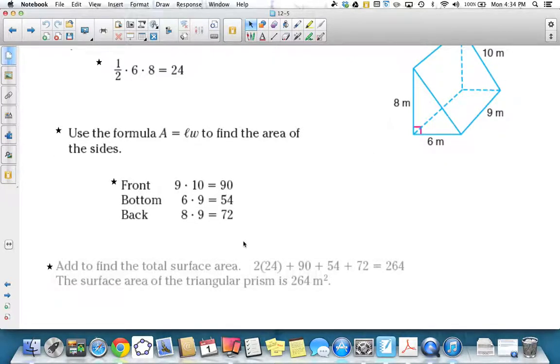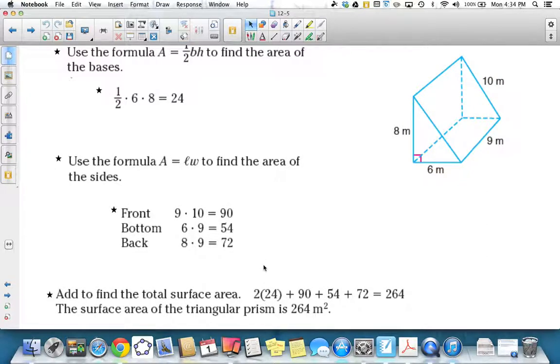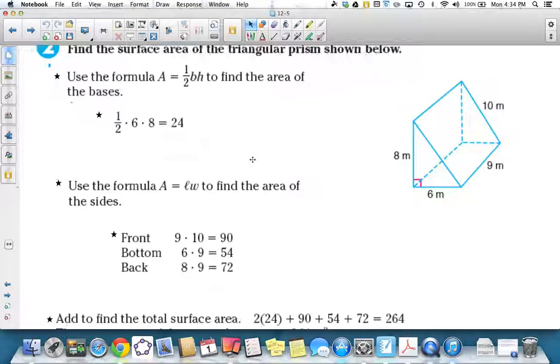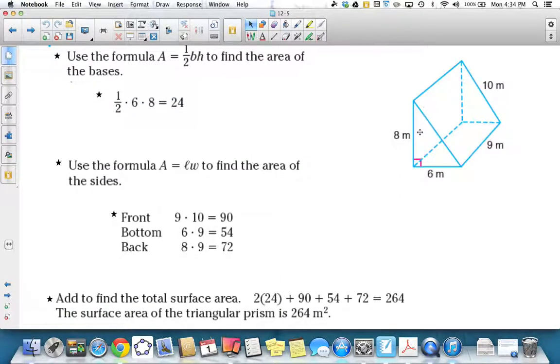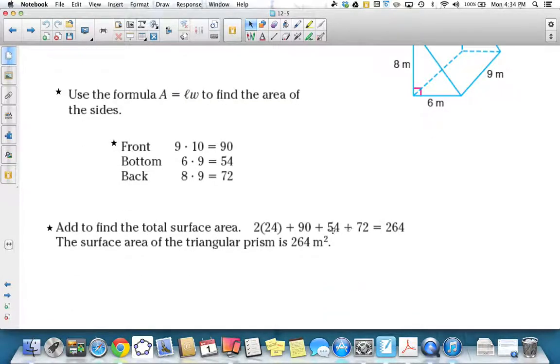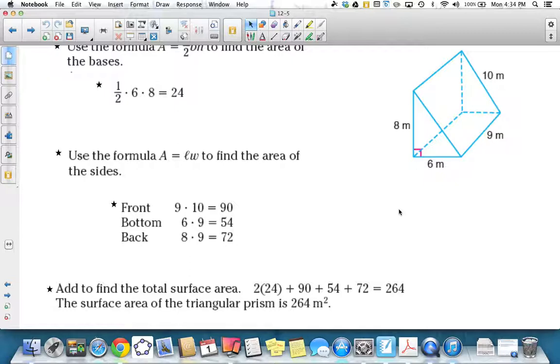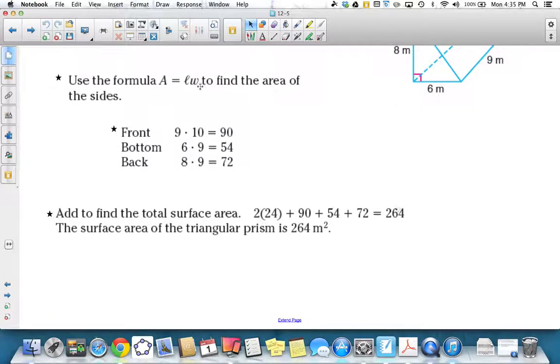After that, all we need to do now is simply get 24, which is the area of our triangle, multiplied by 2 because there are two triangles. Add that to 90, 54, and 72. We end up with 264 square meters. So the surface area of our triangular prism is 264 square meters.